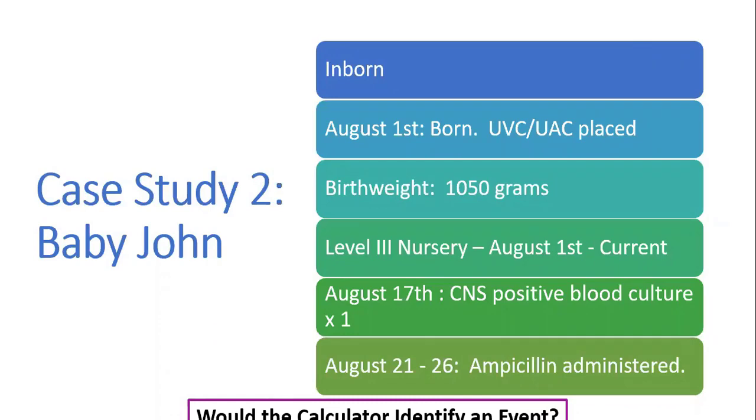So let's look at our second case study, Baby John. Baby John is an inborn infant born on August 1st at 1,050 grams. They had a UVC and a UAC placed. The baby was on the level 3 nursery on August 1st and remained housed on that unit for the duration of this case study. On August 17th, the patient had a single coagulase negative blood culture. On August 21st, ampicillin is administered. Would the calculator identify an event? I'll give you just a second to ponder that.